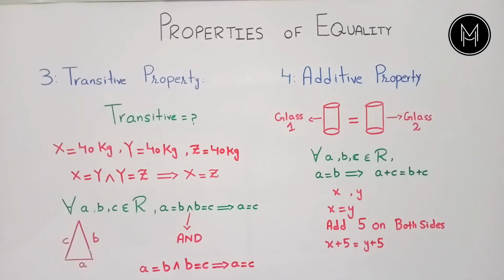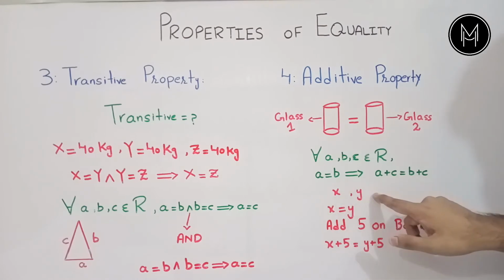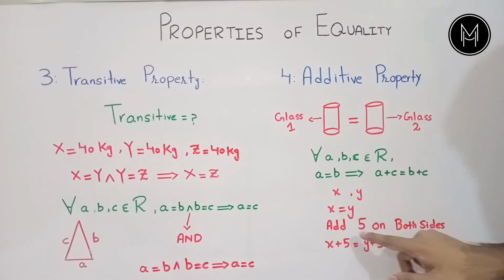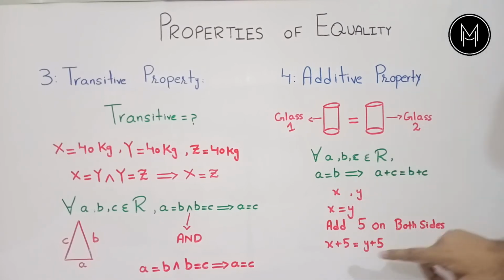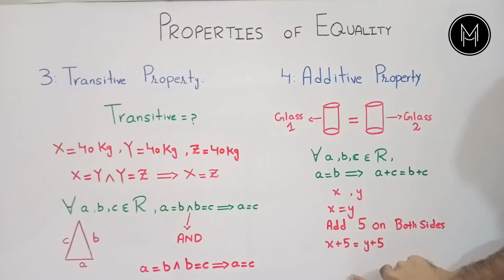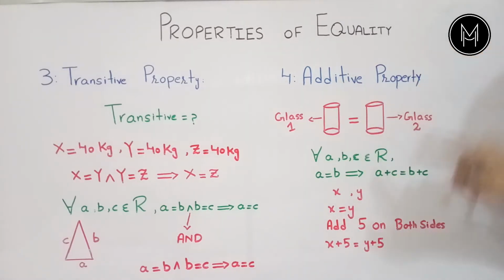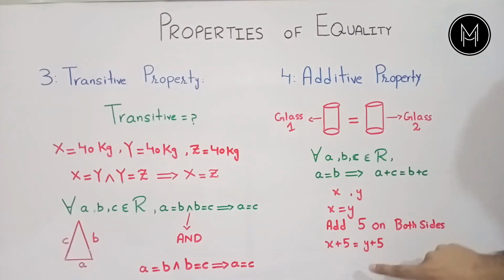For example, let's say we have two real numbers x and y, and we say x is equal to y, and then we add 5 on both sides, to x and also to y. So the equation will be x plus 5 and y plus 5. Now even after addition of 5 on both sides of the equation, according to the additive property, this equation will be equal, meaning x plus 5 is equal to y plus 5. So this is the additive property.